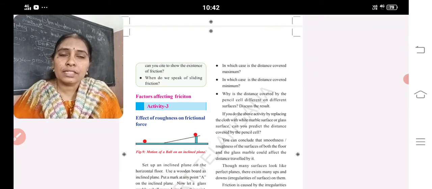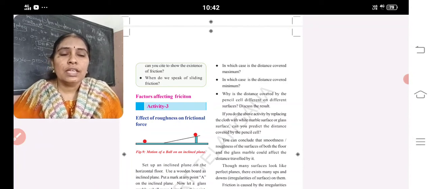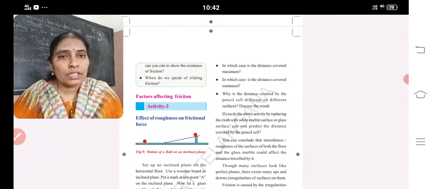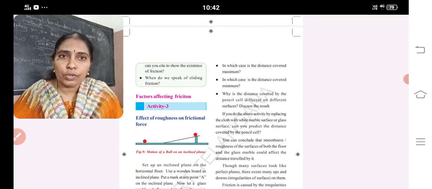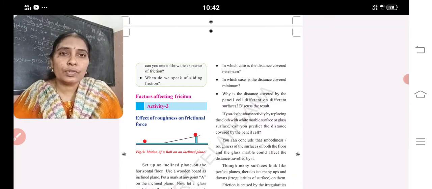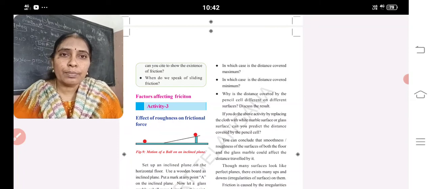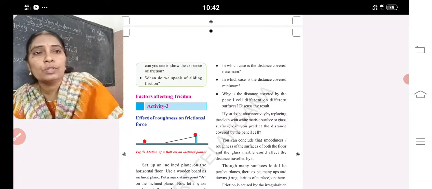Factors affecting friction. What are the factors? Roughness and smoothness also affect friction. Suppose you are spreading a silk cloth or a banana peel and you are walking on that. Is it comfortable for you? You may fall. You won't have a proper grip. So frictional force depends upon roughness and smoothness.